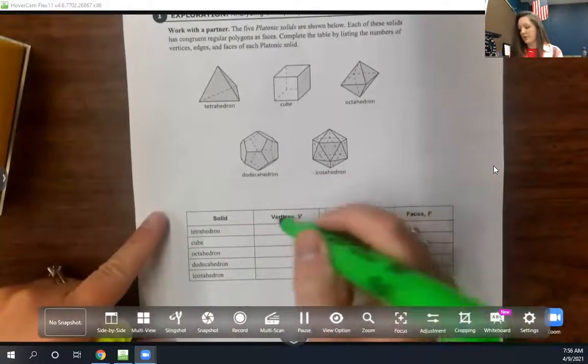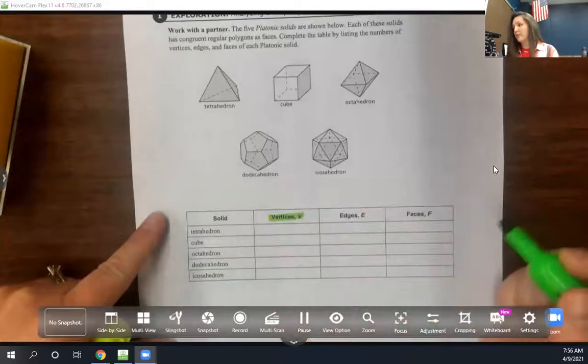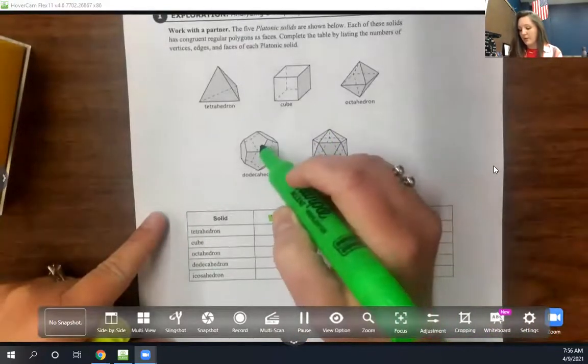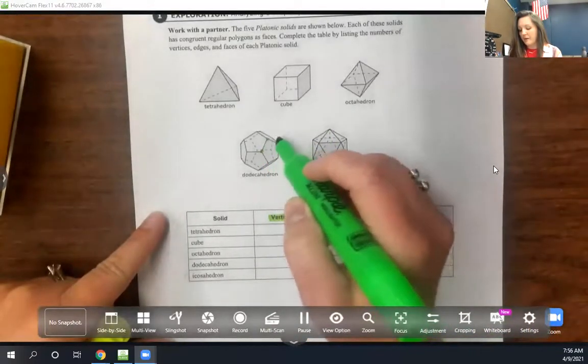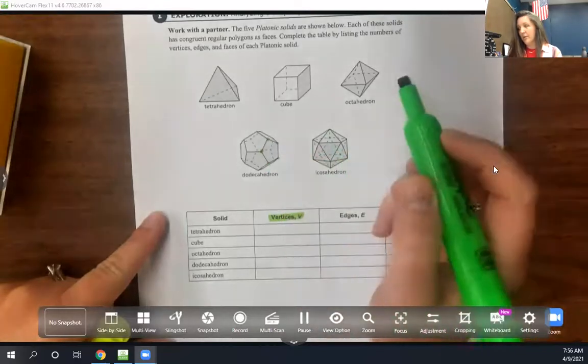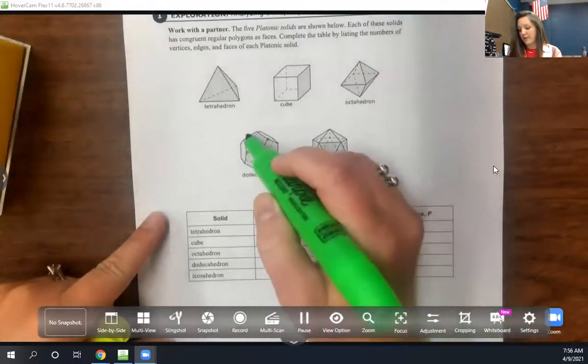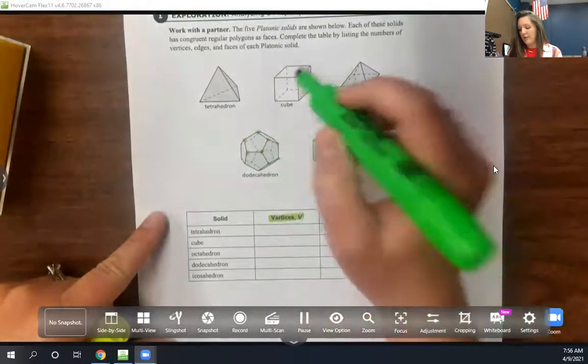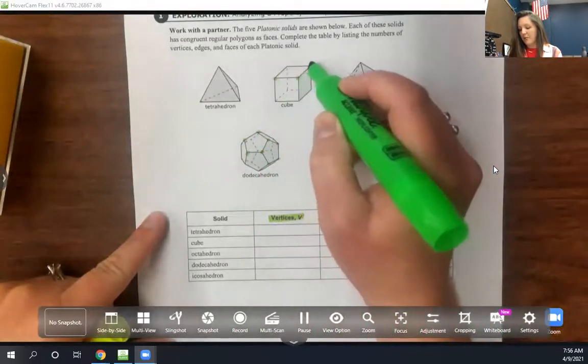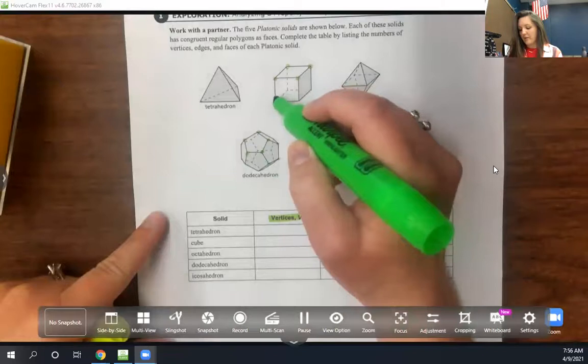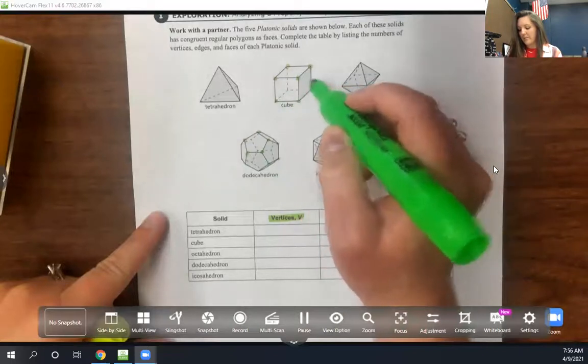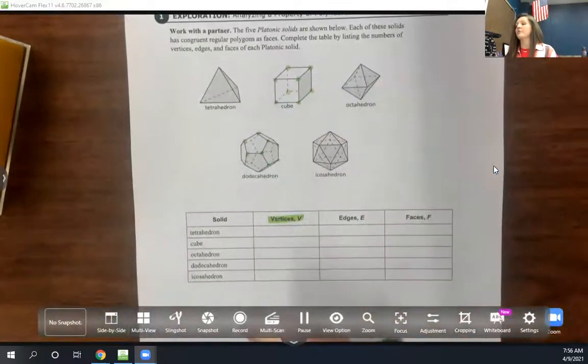I really just want to highlight. So vertices are when two edges meet. So if I look at my dodecahedron here, I'm highlighting my vertices in green. Sometimes you can think about them as the angle, right? But in this case, it's part of a three-dimensional figure.